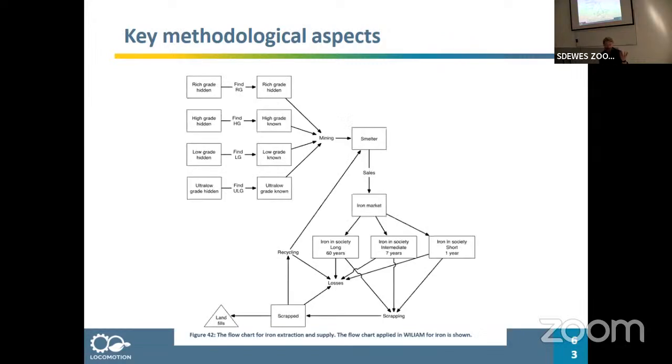This is one example. This is a flowchart, but here you can see a structure that you can see in the model. Here we have the different ore grades of potentially available or estimated materials, not yet classified as available resources, and then we have prospecting here, and then the known resources that we have in the different kinds of qualities. From here it goes to the mining, smelter, then sales to the market, then it ends up in the society. In the society we always have a certain part of losses, and from the society, after a certain time, it goes to scrapping. From scrapping we have again losses, and some ends up in recycling and enters the market again.